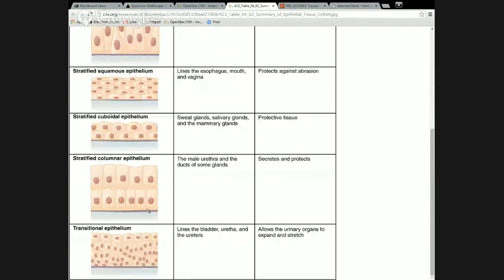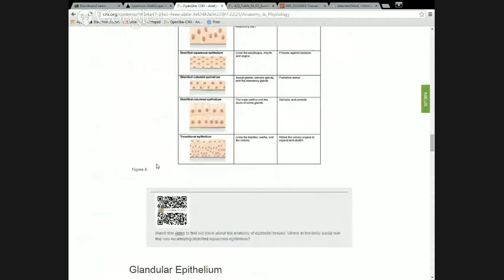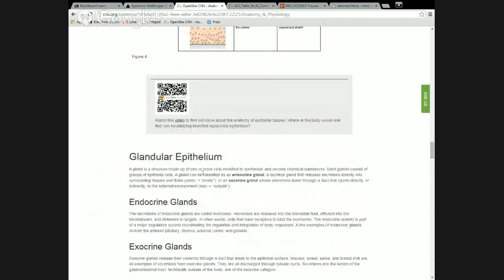4 simple, 4 stratified. The 9th type of epithelium doesn't fit into the layers or cell shape classification scheme. And those are what are called glandular epithelia, or just glandular tissue. Glands come in 2 types. There are endocrine glands and exocrine glands.